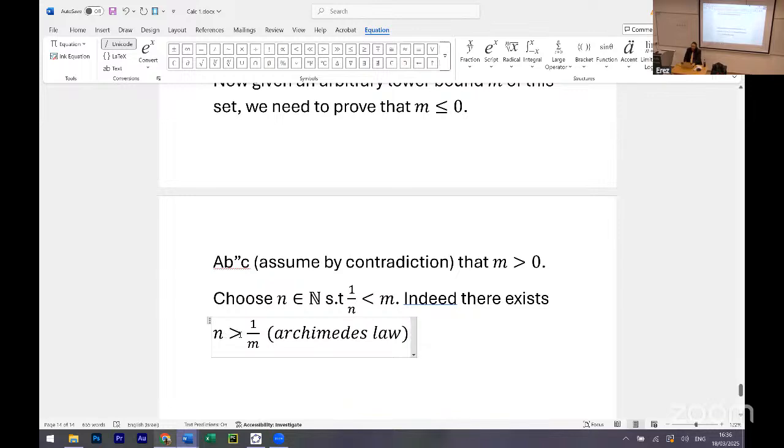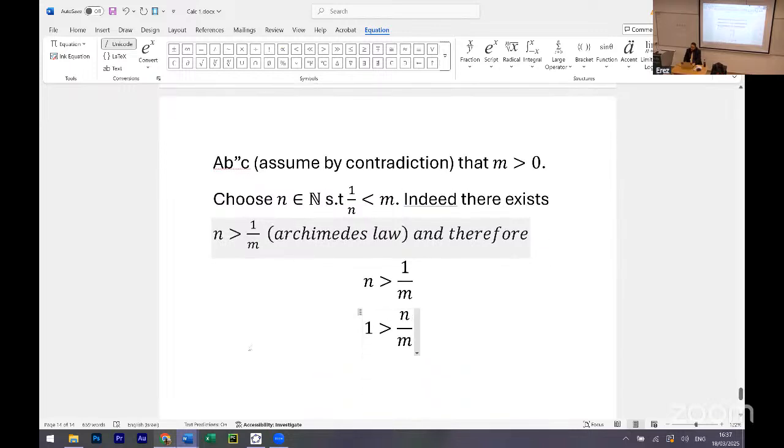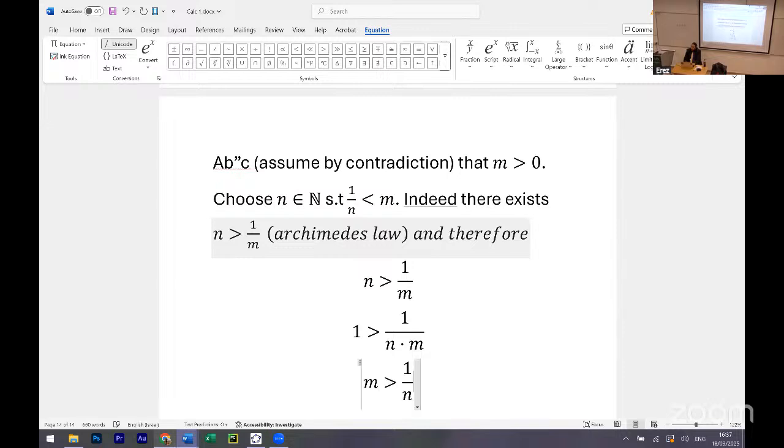And if n is larger than 1 over M, what can you say next? You can multiply by M and divide by n. I'll do it in two steps. So 1 is larger than 1 over n times M. I divided by n. Now multiply by M, which are both positive numbers, right? So M is larger than 1 over n.